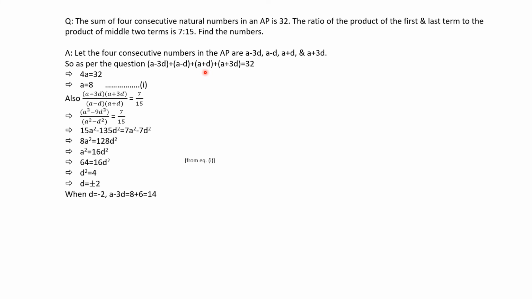Now when d equals -2, a minus 3d is 8 plus 6, which is 14. a minus d is 8 plus 2, which is 10. a plus d is 8 minus 2, which is 6. And a plus 3d equals 8 minus 6, which equals 2.